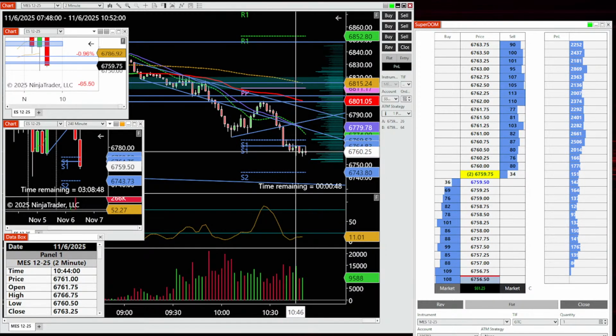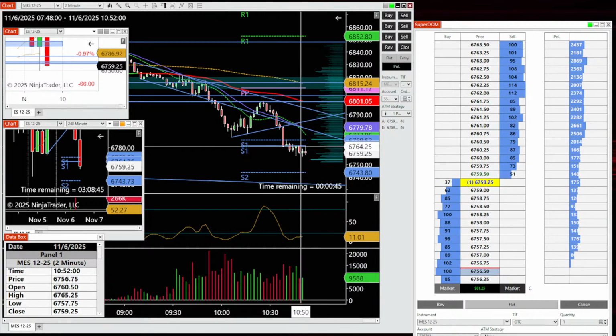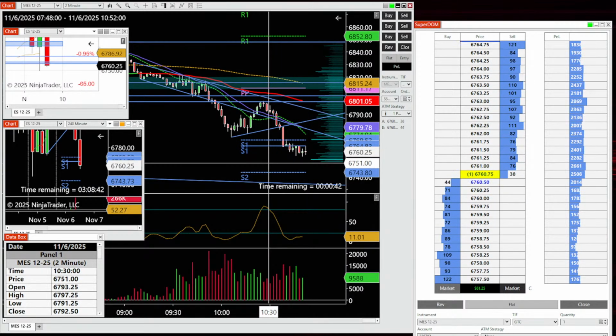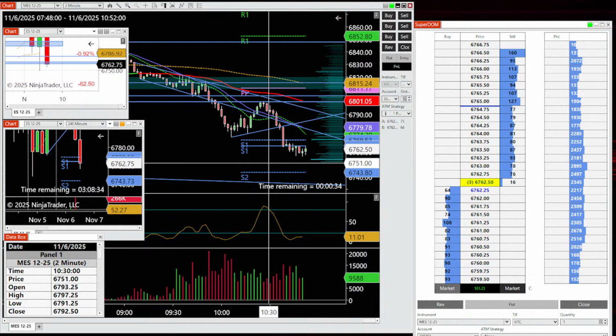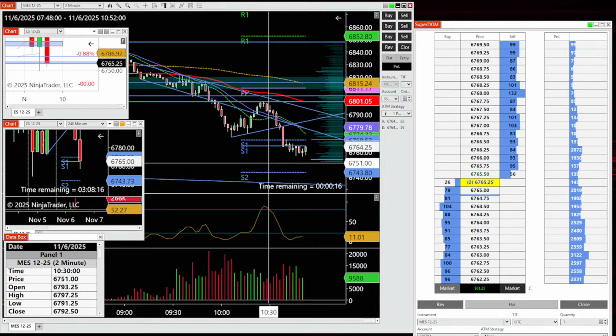I don't want to get chopped in here. Don't want to get chopped in here. I mean, I'm okay. I'm okay for the day. I'm not looking to force any trades. Not looking to force any trades.